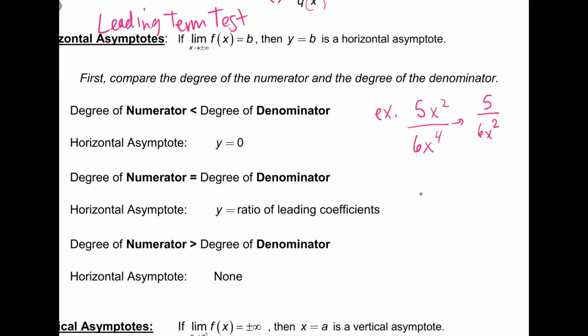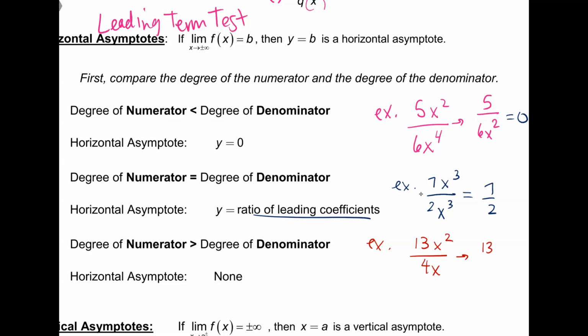If they have the same degree, my example is 7x to the third over 2x to the third. They have the same degree, the same power. So it's the ratio of leading coefficients. So here, it'd be 7 over 2. And if the degree of the numerator is greater than the denominator, for example 13x squared over 4x, this turns into 13x over 4, and it doesn't approach a number, it goes to infinity, and that's why you don't have a horizontal asymptote.